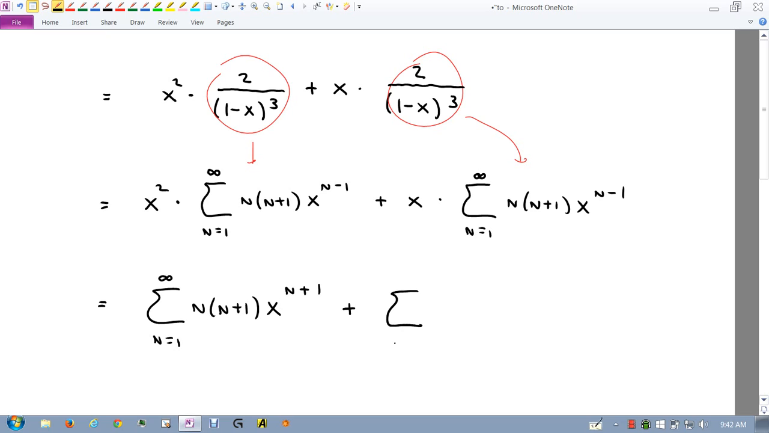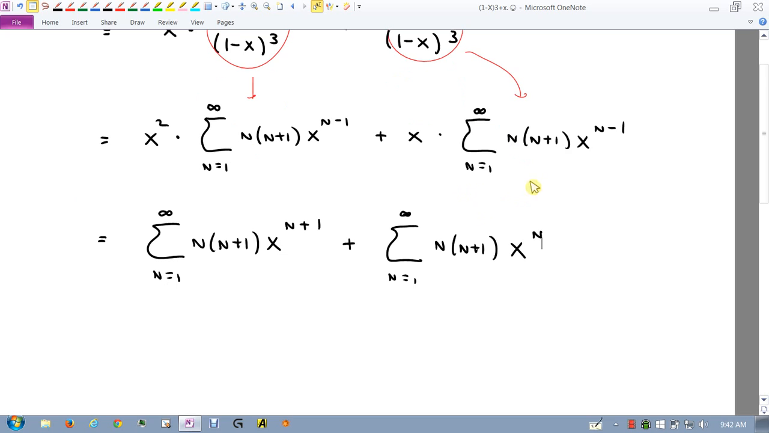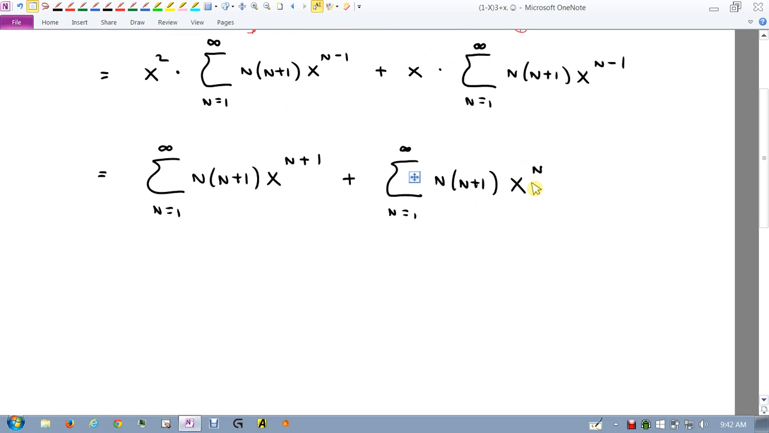What does this next one become? What's our power on x here? X to the n. Okay.